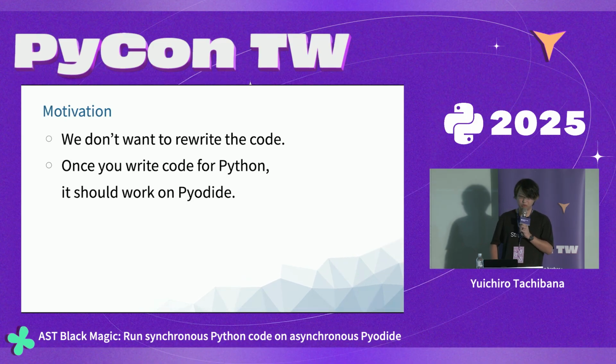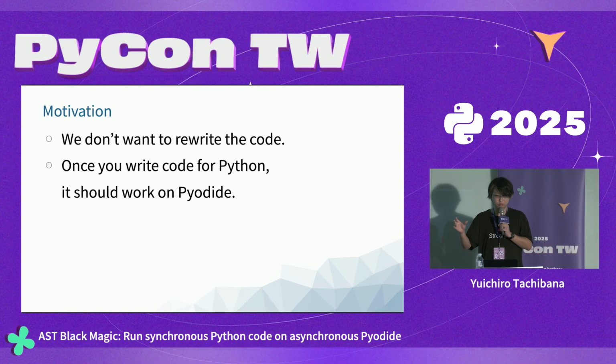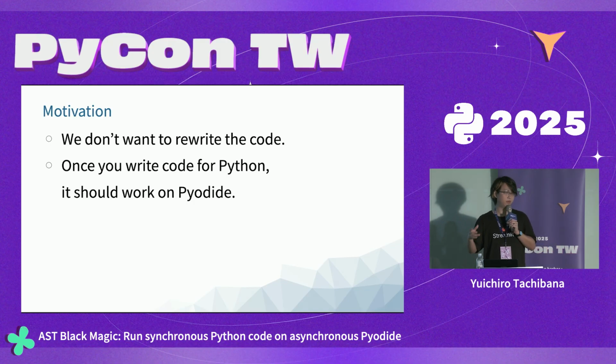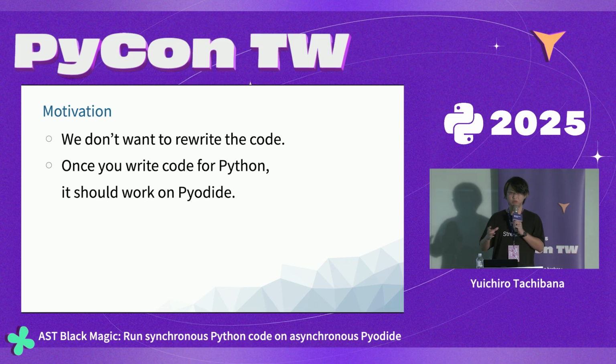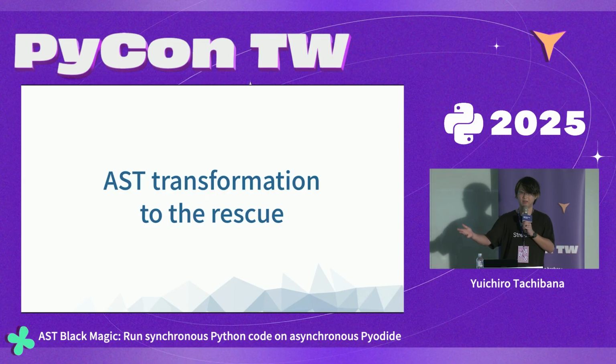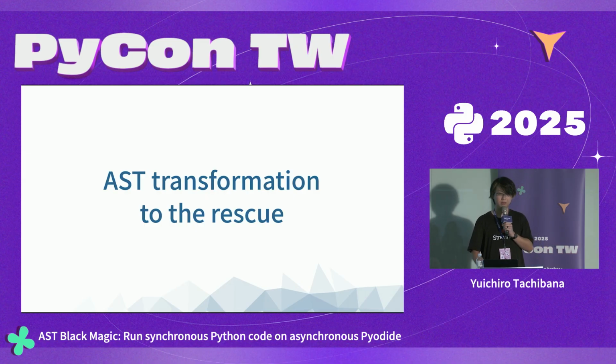So we thought that I didn't want the user of Pyodide, the user of my framework, to rewrite their own source code, because they have written very good Python code that should be able to be run inside Pyodide, right? So what I thought was just to modify the AST as we have seen in the previous course.